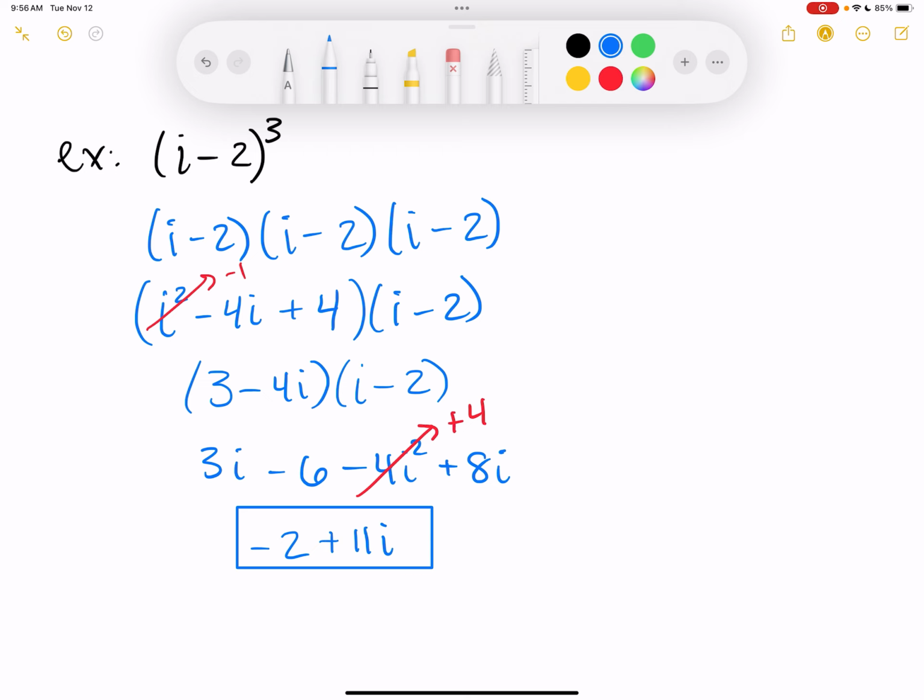You should have an i squared too. You should look at it. You can never have an i squared in your answer because i squared is what? Negative 1. So you always replace i squared as -1. When you multiplied it first, we had a perfect square trinomial with 2 of them. So that gave you i squared minus 4i plus 4. i squared is -1. So that was 3 minus 4i times i minus 2. Then FOIL: 3i minus 6 minus 4i squared plus 8i. -4i squared is positive 4. Simplify: -2 plus 11i.